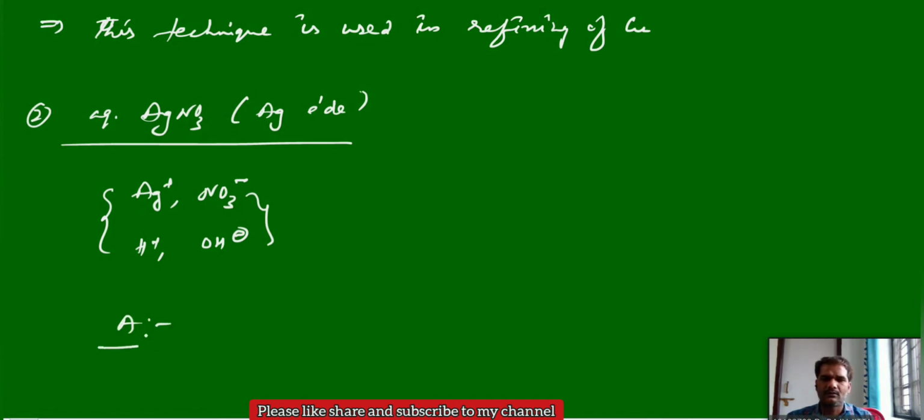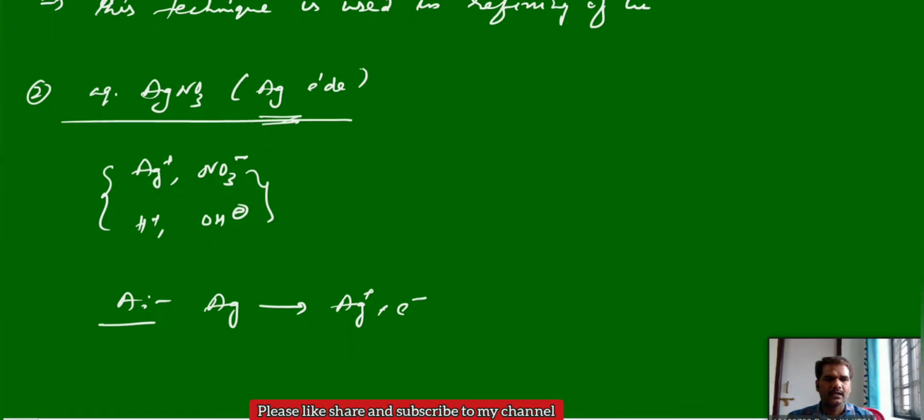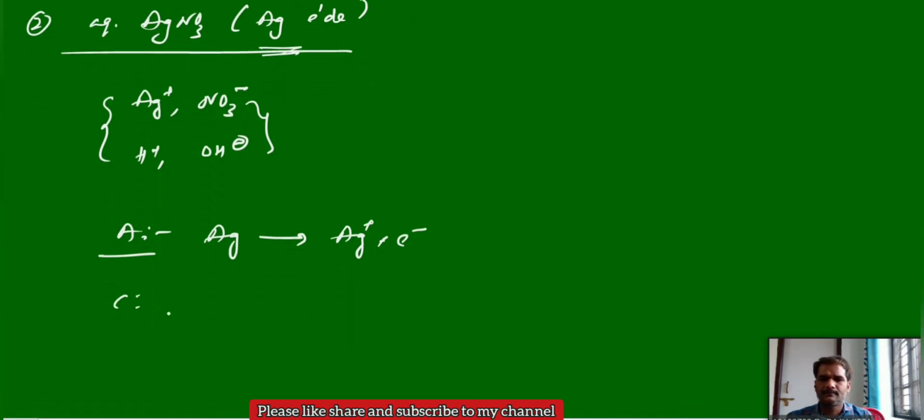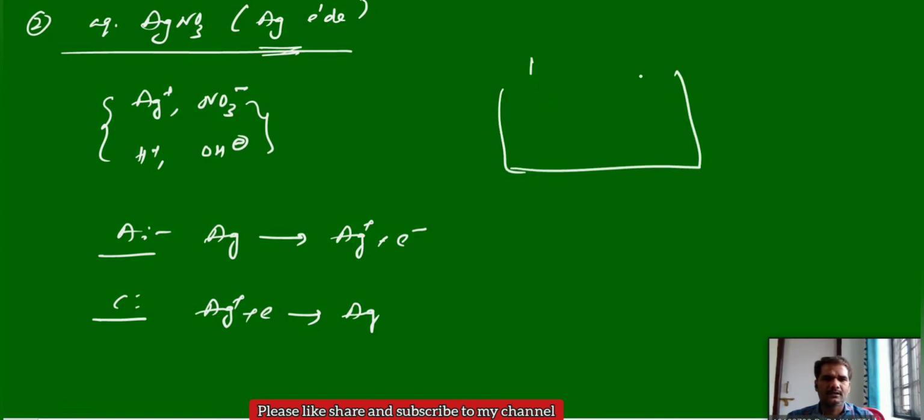But what are the reactions at anode? Instead of liberation of oxygen, due to the presence of this active electrode, silver will dissolve, and at cathode the silver ions will get deposited. Same just like the previous, we take the electrolytic cell, and this is made up of silver electrodes. Both are silver only. And this is cathode and this is anode.